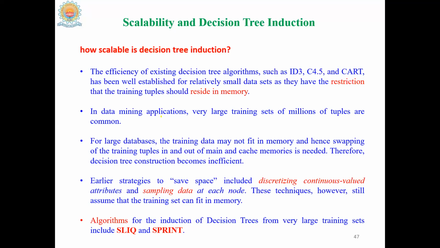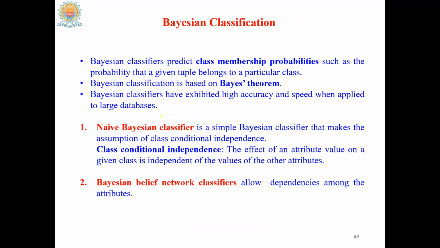So we have some earlier strategies like discrete and continuous valued attributes and sampling data at each node for handling the scalability issue, but they are not sophisticated. And we have some algorithms for the induction of decision trees from very large training sets. Those are SLIQ and SPRINT. So this is about the decision tree induction.